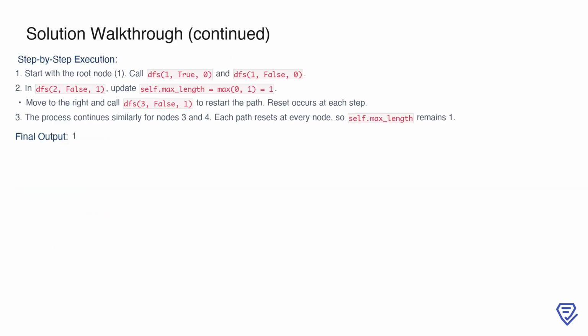Finally, let's examine a straight-line tree, where each node only has a single right child. Starting at the root, node 1, we call DFS in both directions, but since there's no left child, the leftward path terminates immediately. Moving right to node 2, the zigzag length is updated to 1, but subsequent calls restart the path at each node due to the lack of alternating children. This process continues for nodes 3 and 4, with no further increases to the maximum length. Since no zigzag paths can be formed in a straight-line tree, the longest zigzag path remains 1.